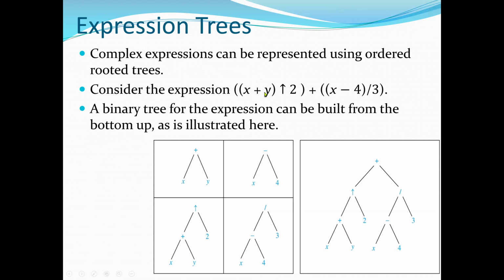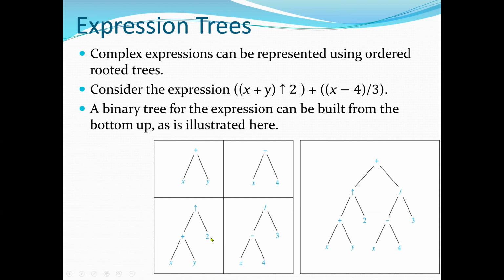Based on the expression here, we know that x plus y will execute first because it's in parentheses. So we have x and y. The operator is always the root. So this will represent x plus y. Then next, we need to square it. So the answer we get, we have another root, square, with 2. So x plus y squared and a 2.